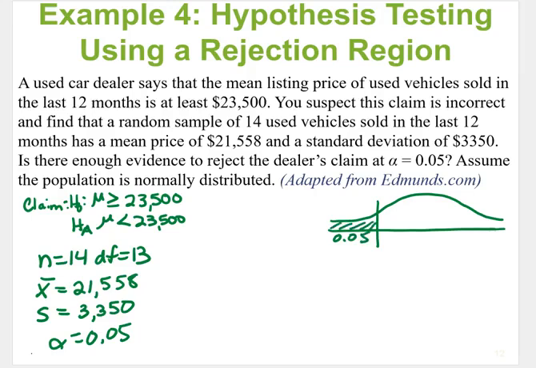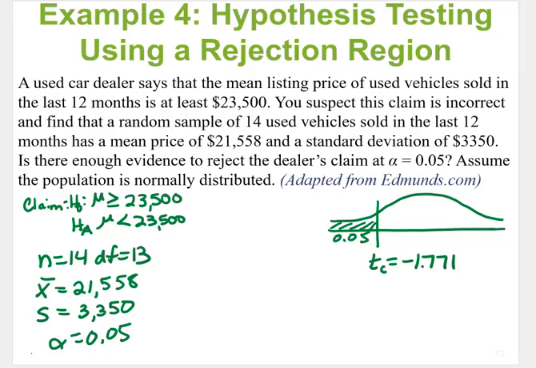So I would go to my t-chart and I would look up that critical value. What is my critical value? I'd go to the 13 degrees of freedom, go to one tail, 5%, go down the chart, and you should get a critical value of negative 1.771. Again, you know it's negative because it's a left tail. So that is my critical value. Now I have established my rejection region.